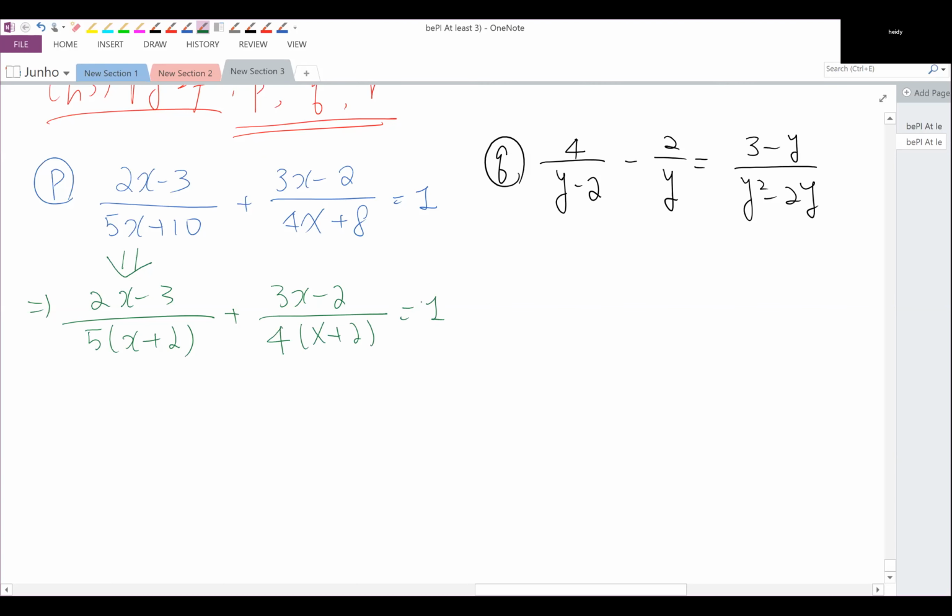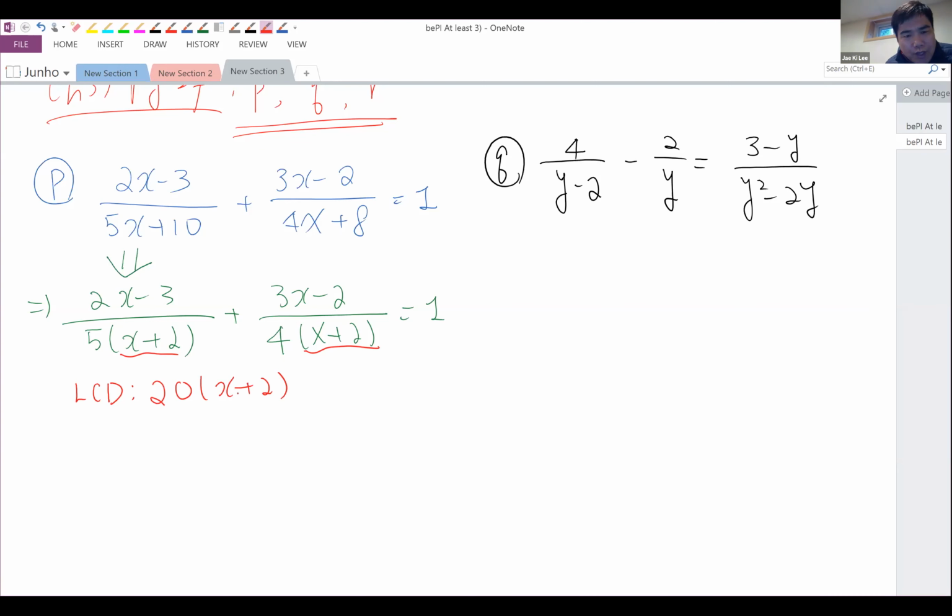Okay, what's the LCD for this case? x plus 2 is a common factor here. We are finding the common multiple between the two denominators. Is it 20 multiplied with x plus 2? So 20 times (x plus 2). Okay, so far, if you don't understand why we got 20 times (x plus 2), just let us know so we can go over it.